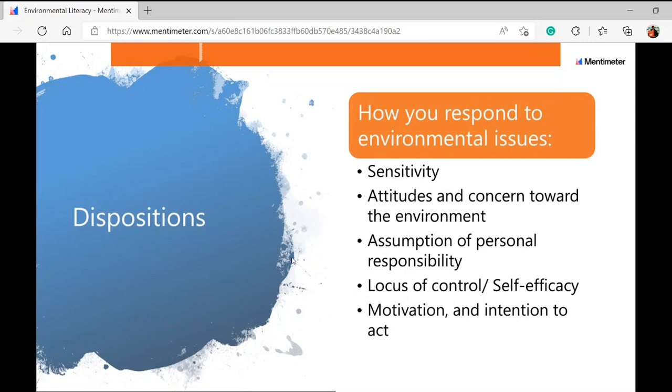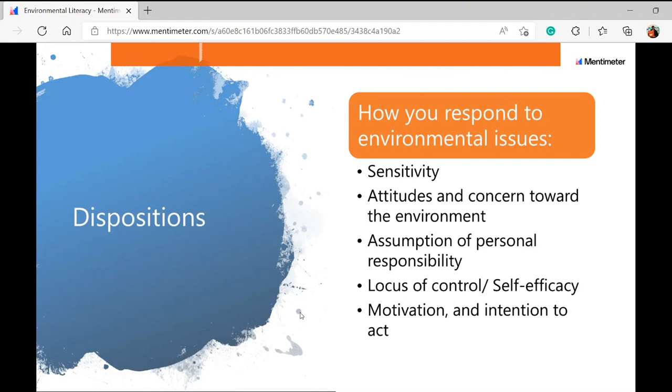And then the third area is about disposition, which is an important indicator of behavior, that is how you respond to environmental issues. What is your inclination? If you see a paper on the street, whether you will pick it up or not, that's disposition. So it's all about sensitivity. It is all about attitude and concerns towards the environment. It is about assumption of personal responsibility, which is an important indicator to what extent I believe in my own responsibility to act in a certain way to resolve or mitigate environmental problems.